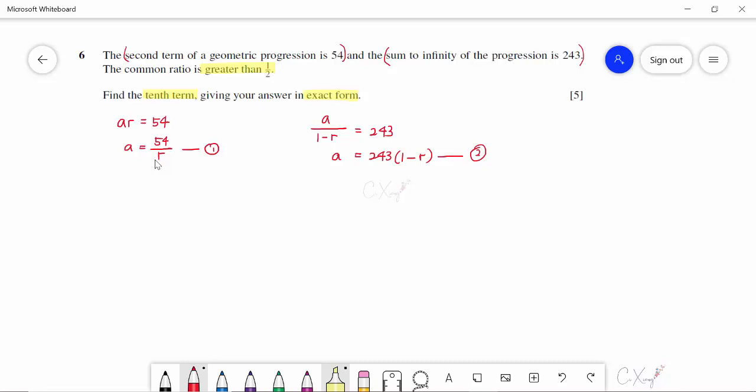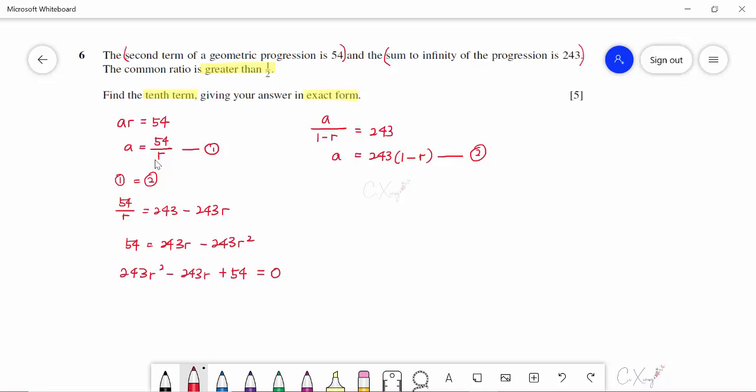Okay, so let us start now. If you look at equation number 1 and number 2, generally they are A equals to something and A equals to something, so you can let 1 equals to 2. So from there you have 54 over R equals to 243 minus 243R. Then you bring the R on the left over, and it becomes something like this. And again, if I rephrase everything on the left hand side, then I will get something like this.